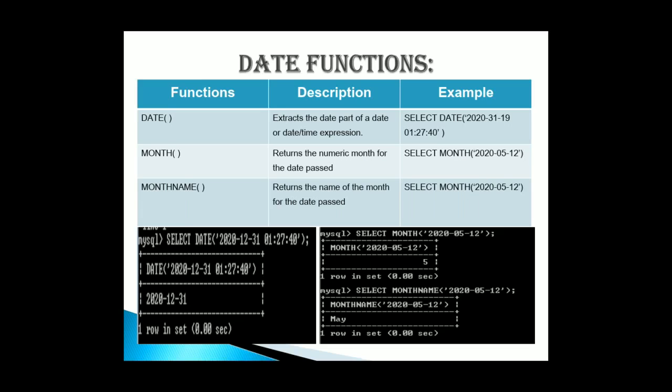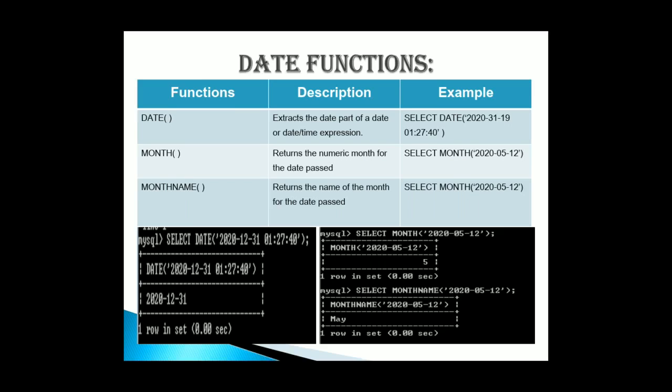in the example what I have done, select date 2020-12-31. 2020 is the year, then 12 is the month and 31 is the day, and I have also given the time, but from that it will just give you the date part. It will just extract the date part from the date time expression.